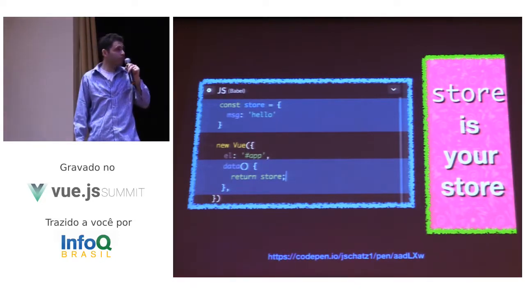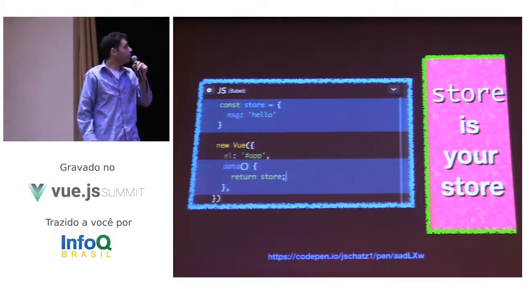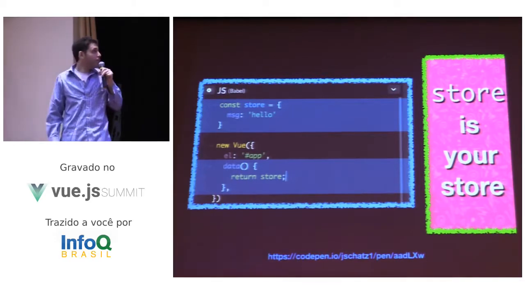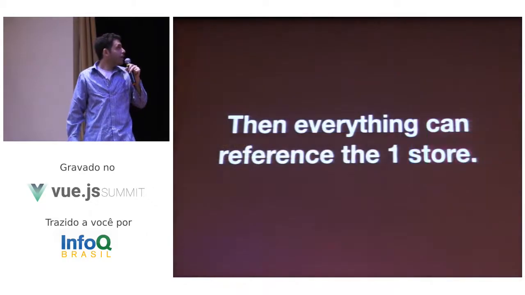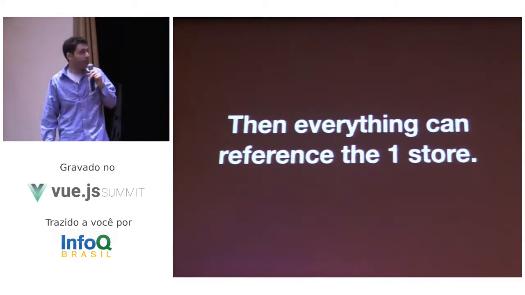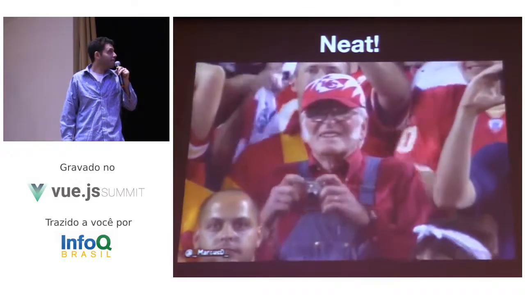So now the store is your store. That constant store on line 1 up there becomes your state, your store, your data, the big cheese, the holy cannoli. Then everything can reference that one store, and everything's good to go. And so this works just fine. This is neat.